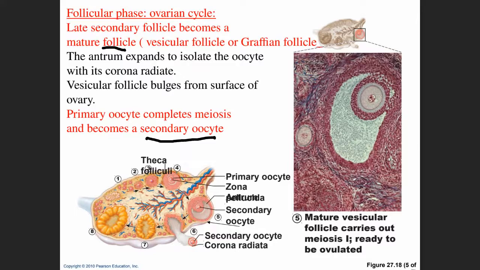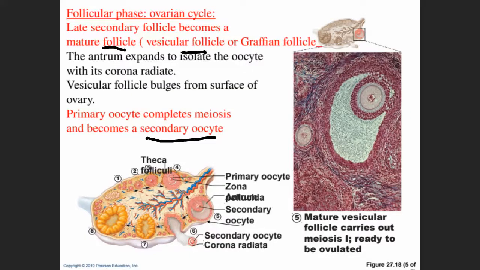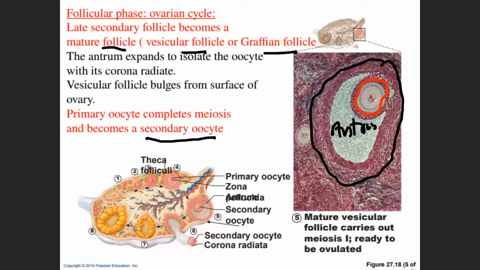The mature follicle is called a vesicular follicle, a Graafian follicle. Sometimes it's also called a tertiary follicle. So this is the mature follicle right here. It's a very big structure. You can see the antrum, the fluid-filled space, that is separating the granulosa cells, which are the cells surrounding the oocyte, from the thecal cells at the surface of the follicle.